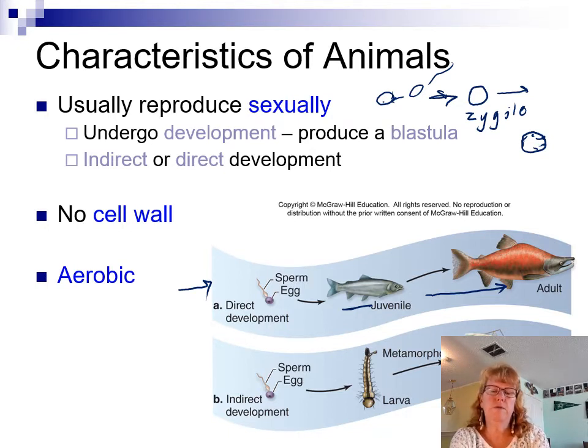In indirect development, you have an intermediate stage, which is the larval form, which does not look anything like the adult form. So you're going to have to look, I don't know how to move my picture over, but you're going to have to look at the PowerPoint to see the adult. But in metamorphosis, if you think of like butterfly development, we have a caterpillar, which is the larval form that does not look anything like the butterfly. That would be considered indirect development.